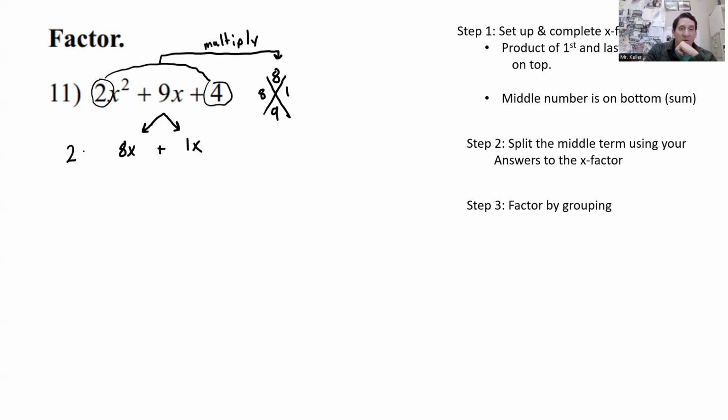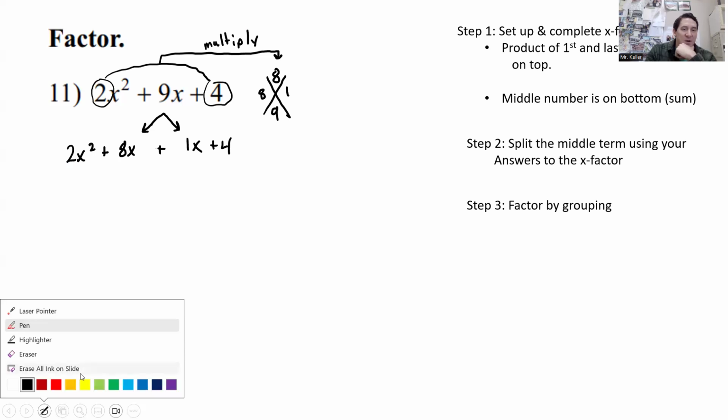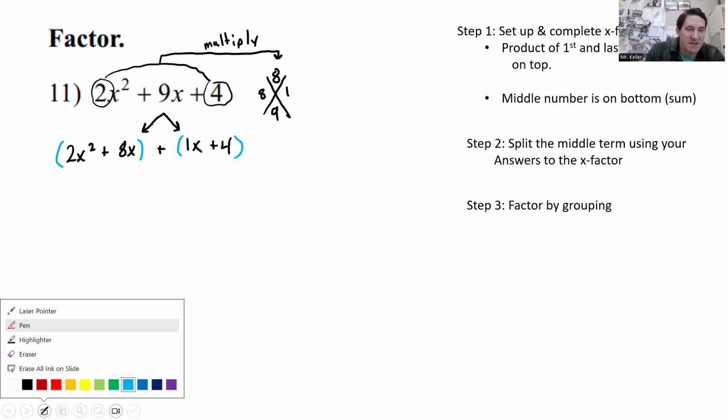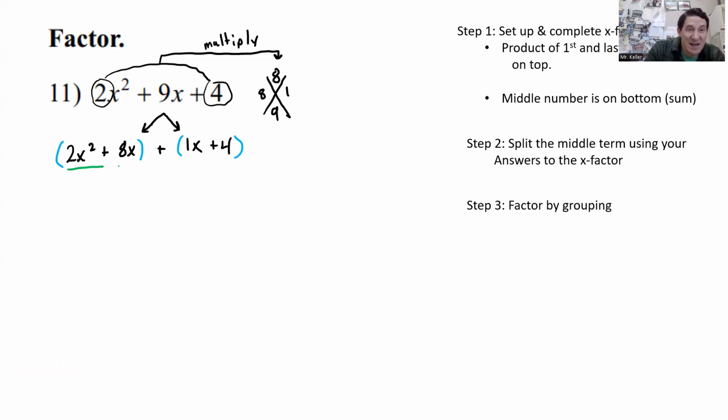Bring down the rest of the polynomial. So 2x squared plus 8x plus 1x plus 4. And now do the factor by grouping. I'm going to group the first two terms together and the last two terms together. Find the greatest common factor of each grouping. The greatest common factor of 2x squared and 8x is going to be 2x.